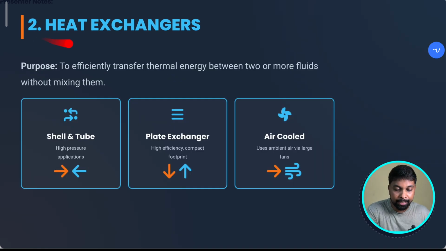And heat exchangers. The purpose of a heat exchanger is to efficiently transfer thermal energy between two or more fluids without mixing them. If we want to transfer heat energy from one fluid to another fluid without mixing, we will use heat exchangers. Different types of heat exchangers are available. One is the shell and tube heat exchanger, another is the plate heat exchanger, air cooled heat exchangers, and there are many more. The most commonly used heat exchanger is the shell and tube heat exchanger.